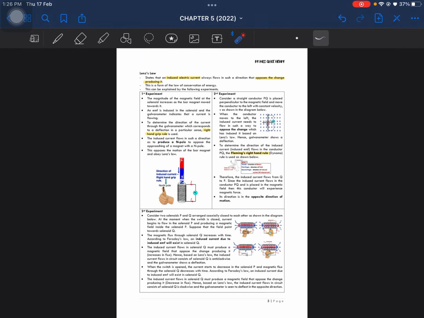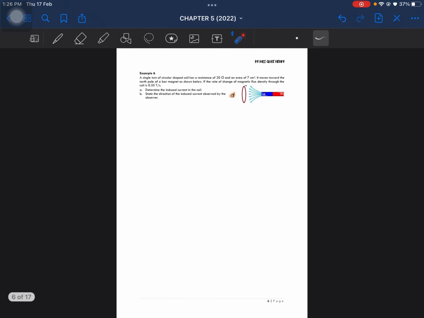So what you need to know here is that Lenz's law always tries to oppose the change that is producing it. And then you need to know how to find the direction.